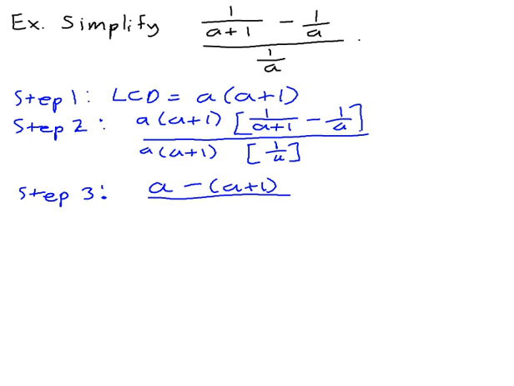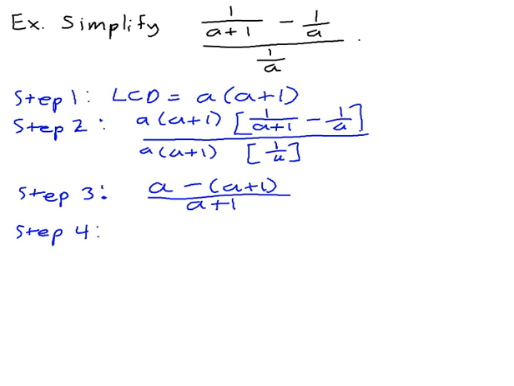Now, multiplying the denominator terms by the LCD, the a's cancel, and we end up with just a plus 1. Now, do not try to cancel the a plus 1's on the top and bottom. As soon as there's a plus or minus sign between terms, you cannot cancel that way. So now let's move to step 4.